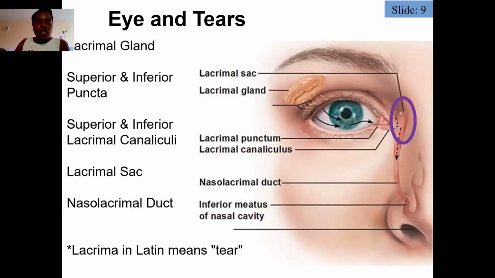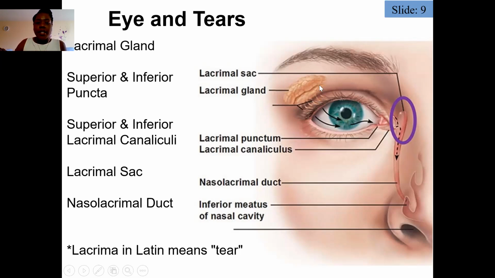Into some of the tear structures. We'll talk about the flow of tears from where they're produced to where they're reabsorbed. And we'll start off by talking about the lacrimal gland. So the lacrimal gland is this tiny gland. It's found in the upper outer corner or the upper outer edge of the eyeball, just underneath the brow bone, so to speak. And this is the gland that actually produces tears.